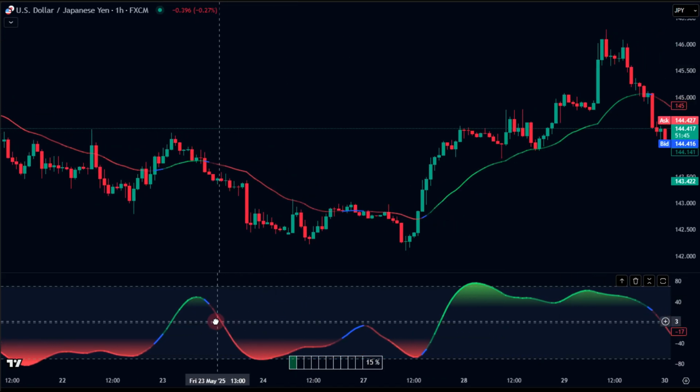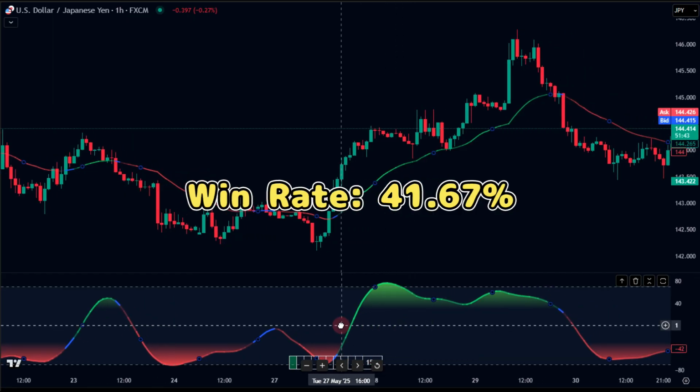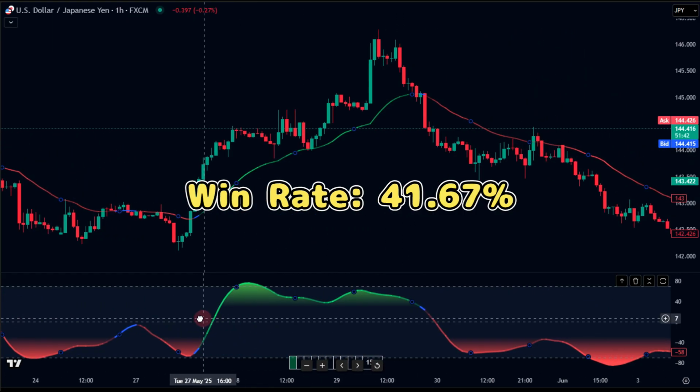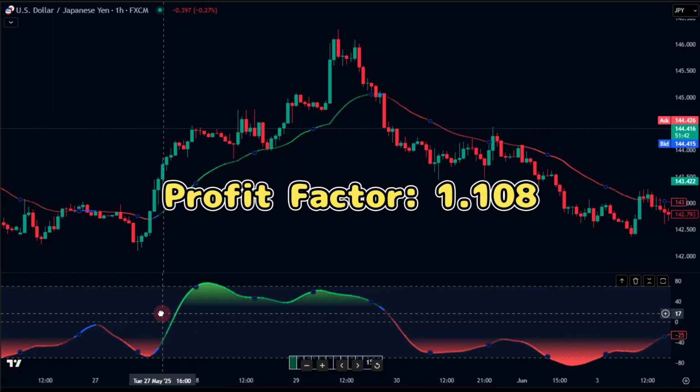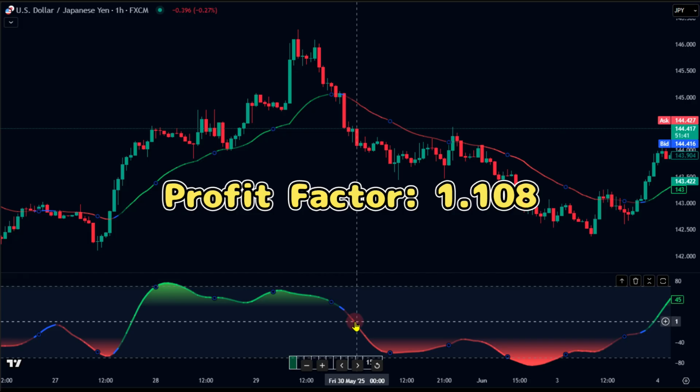Areas for improvement. A win rate of 41.67% is somewhat low. Refining the filtering conditions and improving entry accuracy are key challenges. A profit factor of 1.108 is a bit underwhelming for active deployment. Enhancing the strategy's edge is necessary.